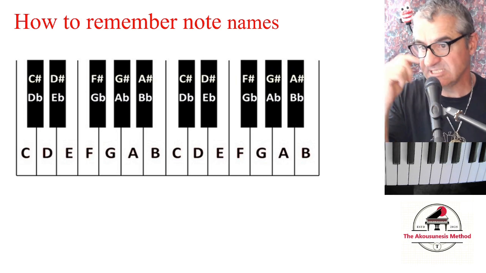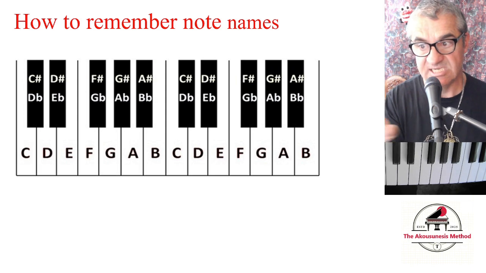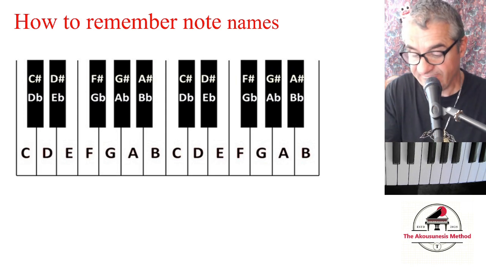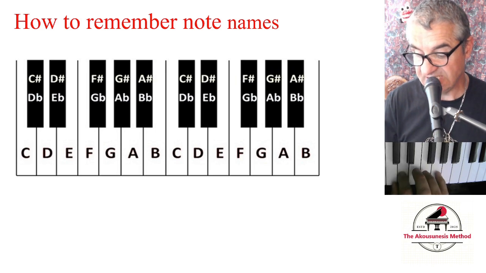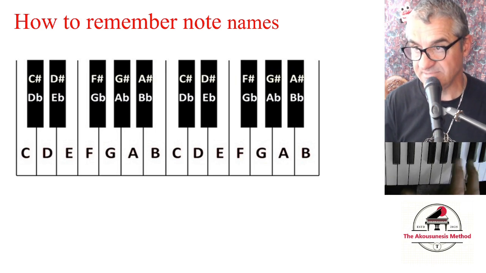Okay, so we're going to look at this image here. The white notes here are just the alphabet, A, B, C, D, E, F, G. And we'll start on C. C, D, E, F, G, A, B, C.